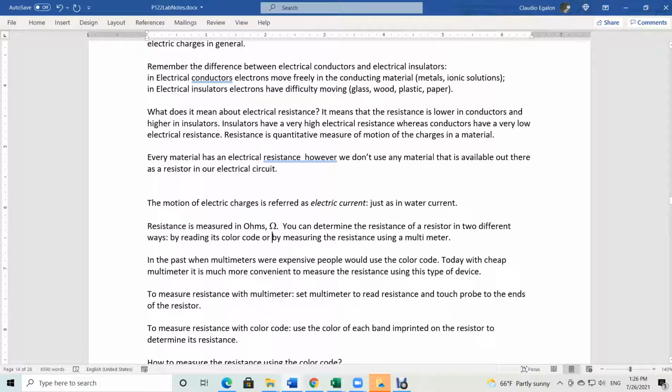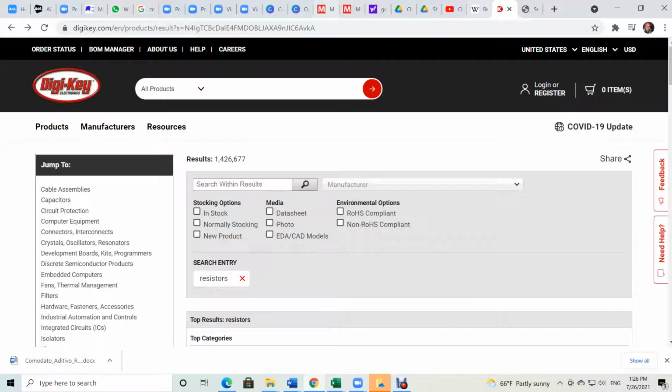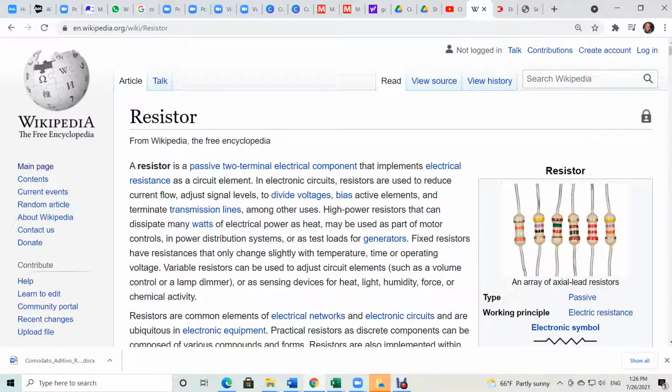Resistance, oh, by the way, that's important. Resistance is measured in ohms. You can determine the resistance of a resistor in two different ways. By reading the color code imprinted in the resistor. Let me show you the Wikipedia again. Here you go. All those colors mean a number, has a numeric representation, and you can find out how many ohms each of those resistors have because they have different colors.